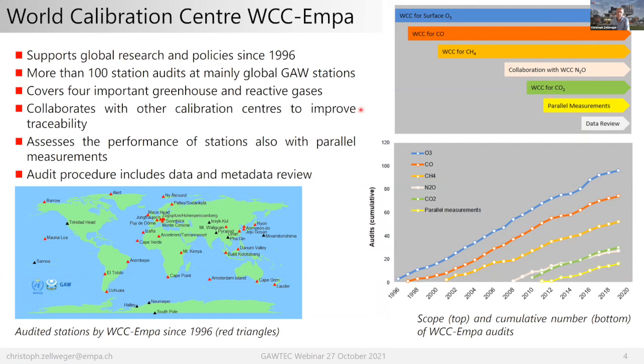We also collaborate with other calibration centers, for example, for N2O, to increase the number of the audits. And as Sonja mentioned, we have done more than 100 station audits for surface ozone at global GAWTEC stations.